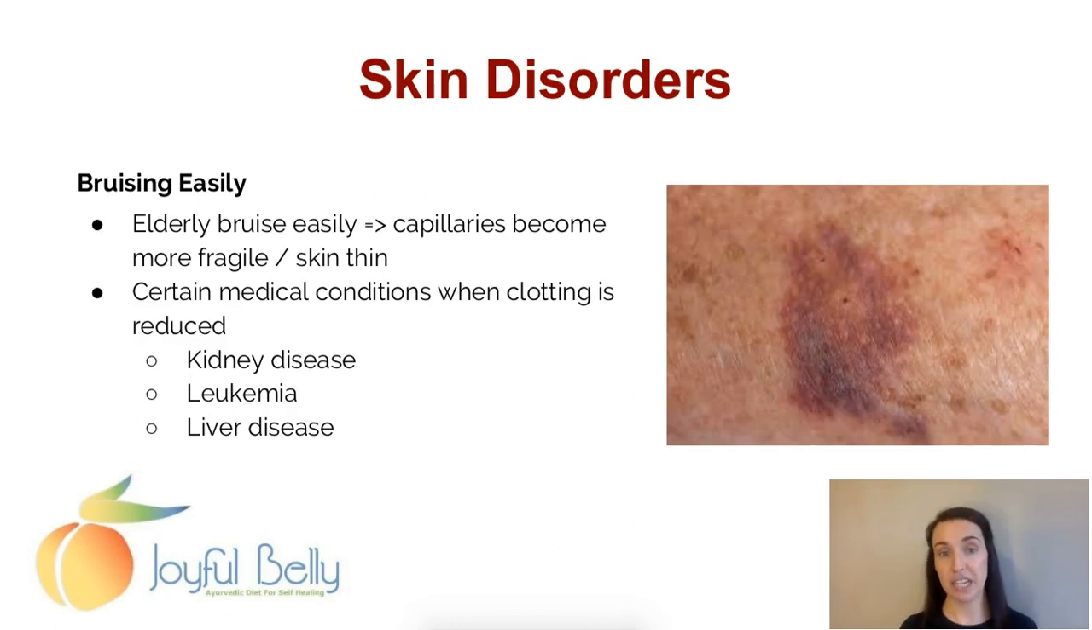Elderly people also tend to bruise more easily, and their skin is quite fragile and thin, as are the capillaries beneath the skin. Certain medical conditions, when clotting is reduced, can also lead to more easily bruising, and some of these conditions include kidney disease, leukemia, and liver disease.